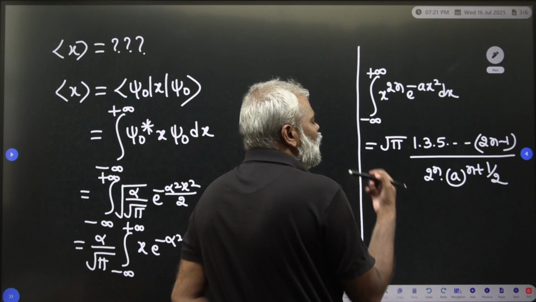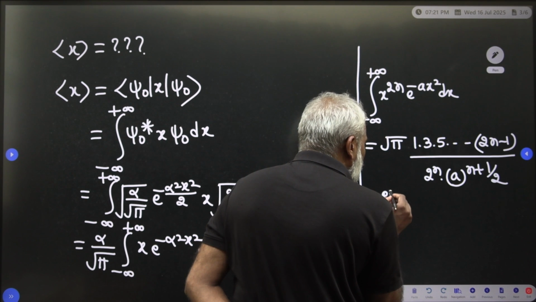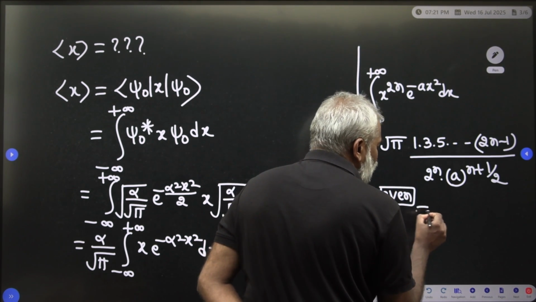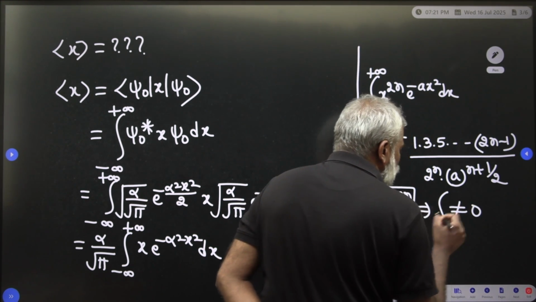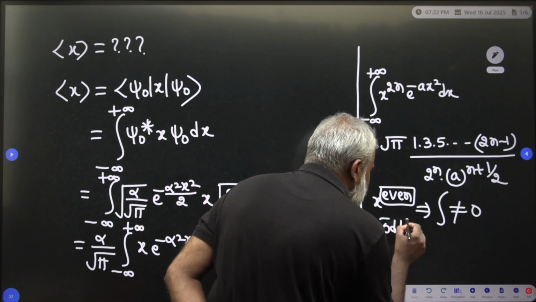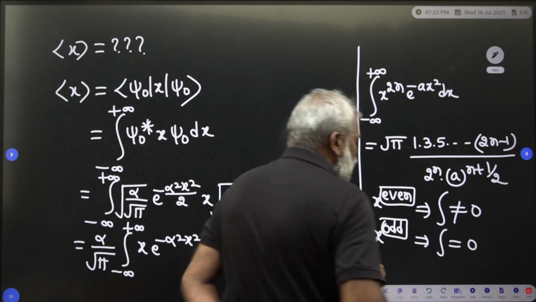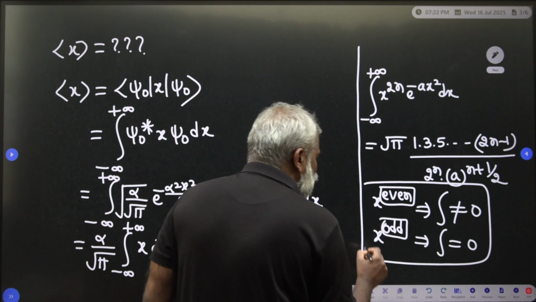But we know that if x to the power of an even number is existing, that integral is not equal to 0. If x to the power of an odd number is existing, that integral goes to 0. This is the shortcut you have to remember.